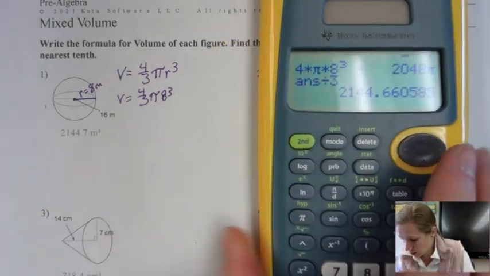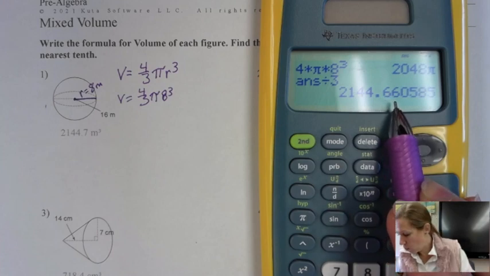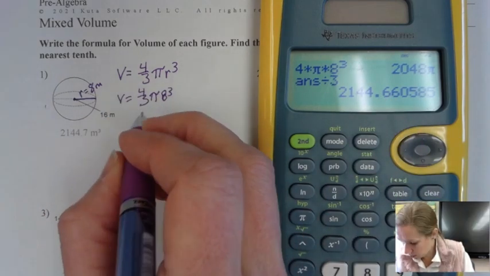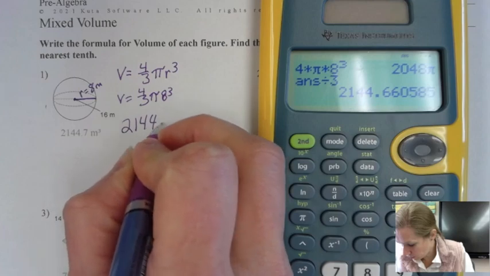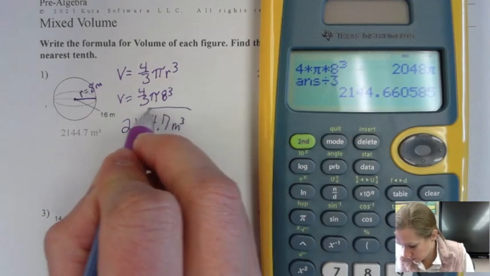We also need to round to the nearest tenth, so I look at it as a 6. Look one space further, that's a 6, which means we need to round up the tenths place. So 2,144.7. Don't forget our units, meters cubed.